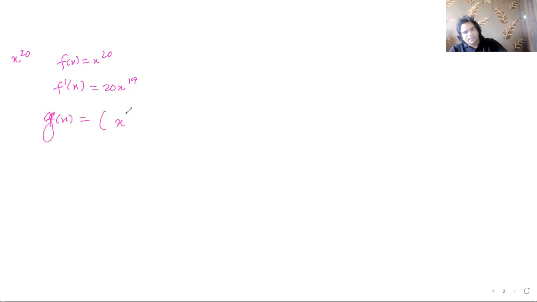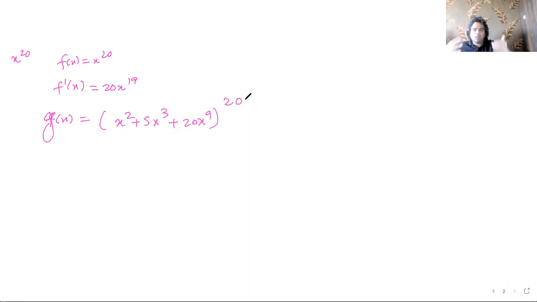So what exactly is the chain rule? Let's say I ask you to differentiate x to the power 20. It becomes much more comfortable. f of x is x to the power 20, so the derivative is 20 x to the power 19. But now if I ask you to differentiate, let's say g of x, which is x squared plus 5x to the power 3 plus 20x to the power 9, all to the power 20.